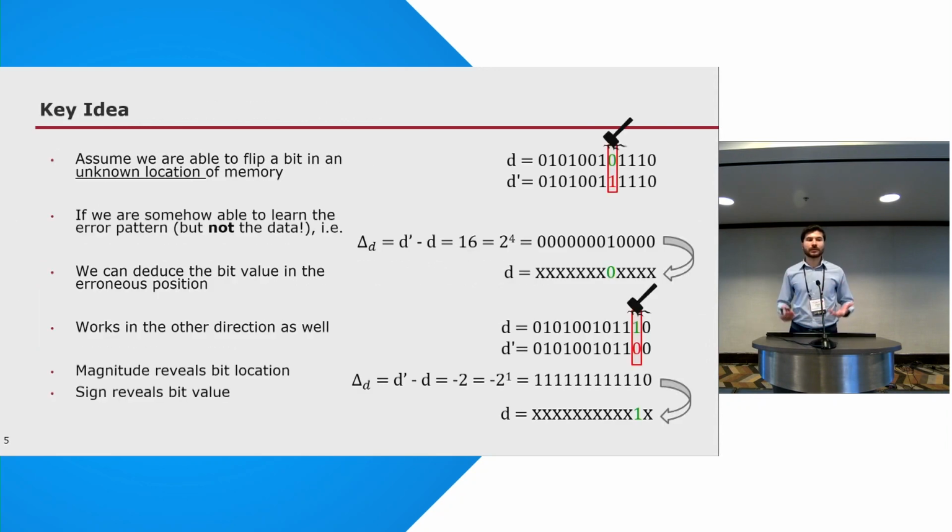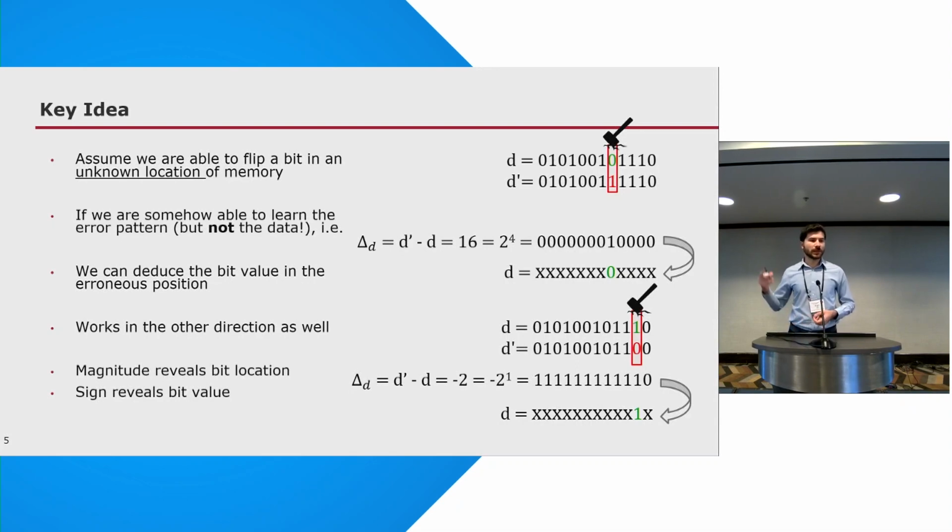Rowhammer just allows you to inject faults, but we are trying to get the key bits out of this. So here we have a simple toy example to understand. Basically, we have a secret value D, and the attacker doesn't know the original data here. But we assume that the attacker can flip one of the bits in a random unknown location, and they can somehow get the error pattern delta D. If they can get the error pattern, which is here D prime minus D, from that, they can actually deduce what the original bit value was.